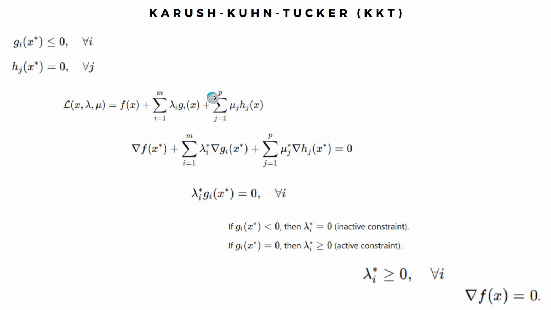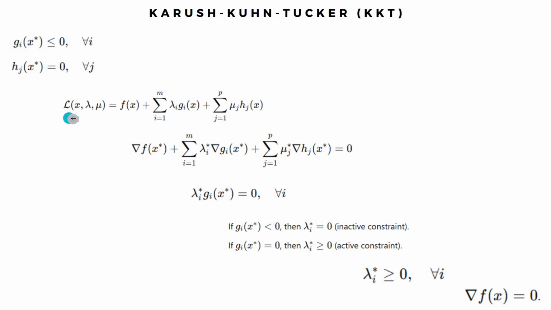Next, we move on to the second part, called stationarity, or the gradient condition. To understand this, we need to introduce the Lagrangian function. The Lagrangian is a mathematical tool that combines the objective function and the constraints into a single expression. You can see here it's written like this. Let's read it.